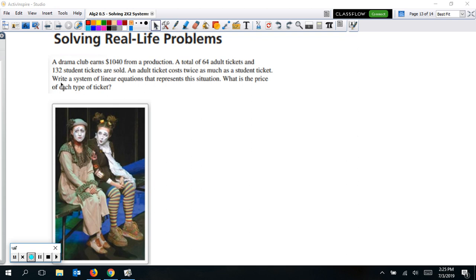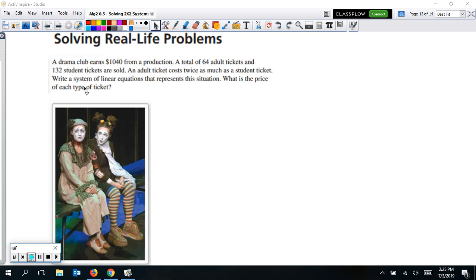It's going to tell us right down here to write something. It's going to say write a system of linear equations. So it tells you you're going to use a system of equations to do this. So it says a drama club earns $1,040 from a production. A total of 64 adult tickets and 132 student tickets are sold. An adult ticket costs twice as much as a student ticket.